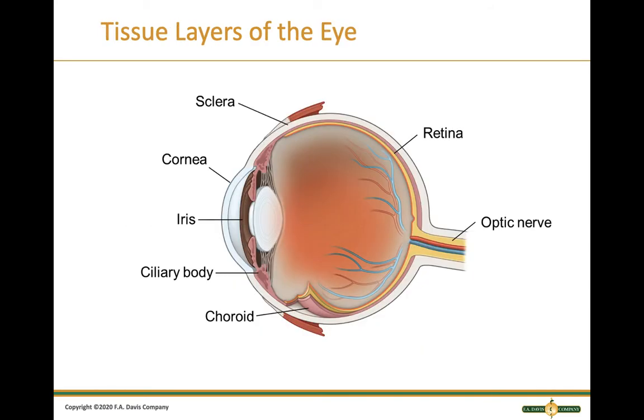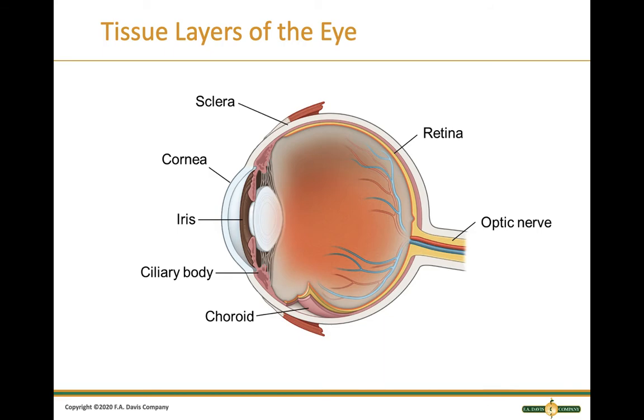Then we're going to look at the eye. The sclera is the outermost part of the eye. It's the whites of your eye. The cornea is kind of continuous with the sclera, but the cornea is clear. That's the front part of the eye. So it lets light in and it does a little bit of focusing.